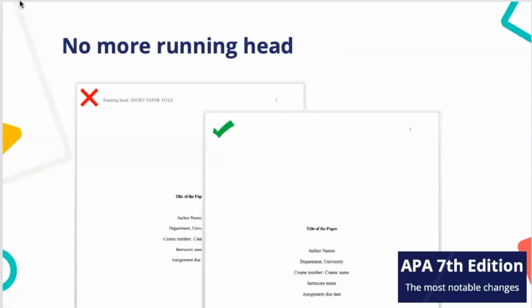No more running head is needed in research papers. In a student paper, a running head stating the paper title at the top of every page is no longer required in the new APA format.